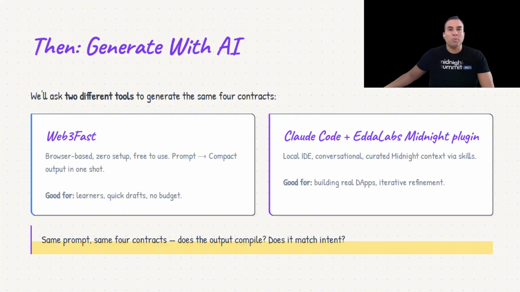Claude Code with the Ada Labs Midnight plugin is different. It lives in your terminal. It's conversational, and the plugin gives it the Midnight-specific context through 4 skills. It does require a Claude subscription. The same prompts go into both. The question we are answering: does the output compile? And does it actually do what we ask? That's it. Let's start reading.